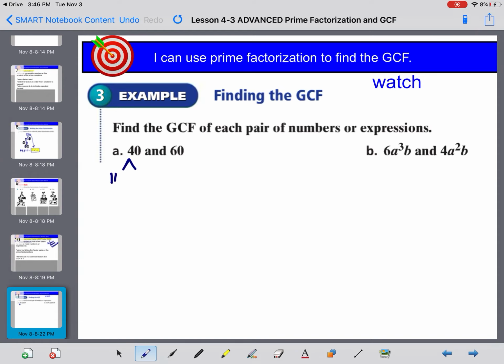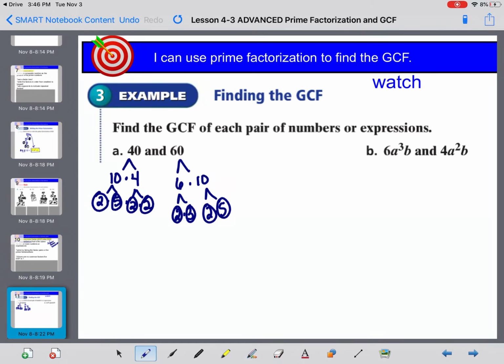40. I know that 40 is divisible by 10 because it ends in a 0. Then I know that 10 is 2 times 5 and 4 is 2 times 2, and these are prime. I'm not going to write the prime factorization just yet. I'm going to use 6 times 10 here, and this is 2 times 3, that's prime, and 2 times 5, also prime.